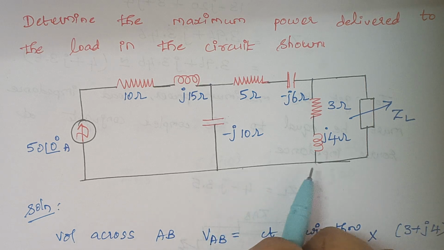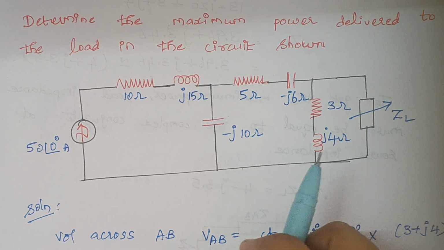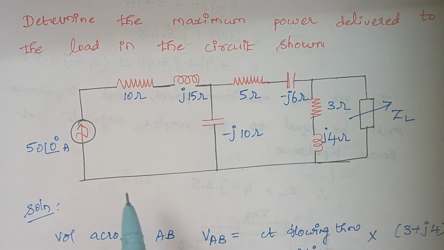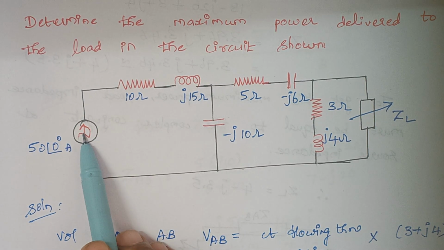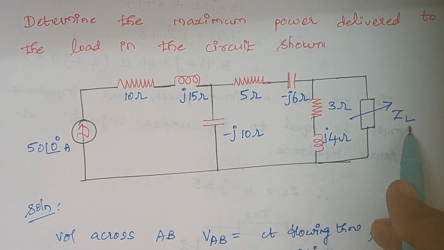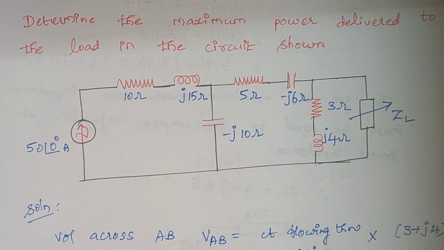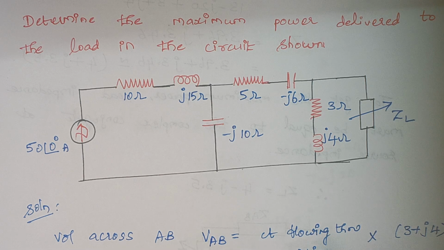The problem is to determine the maximum power delivered to the load in the circuit shown. In this given circuit diagram, we have an alternating current source, and this is our load impedance. We have to find the maximum power that is delivered to this load.